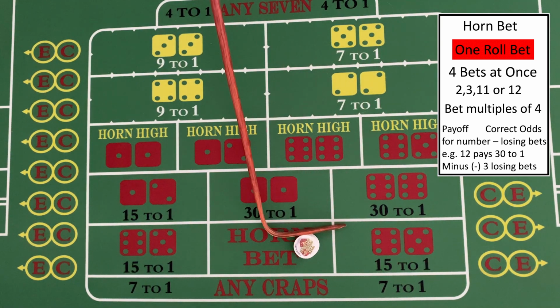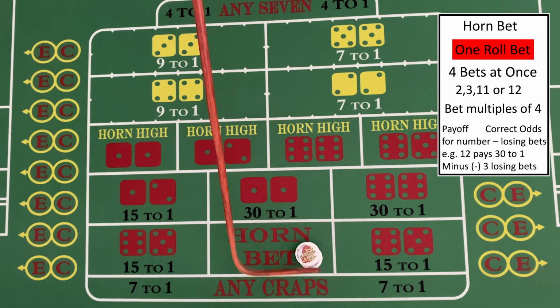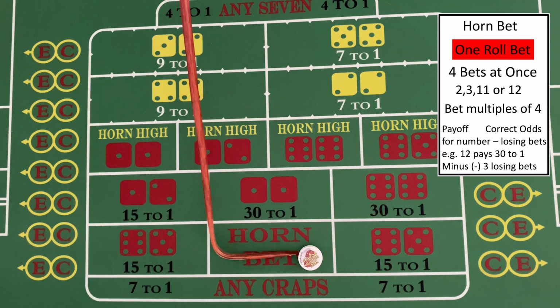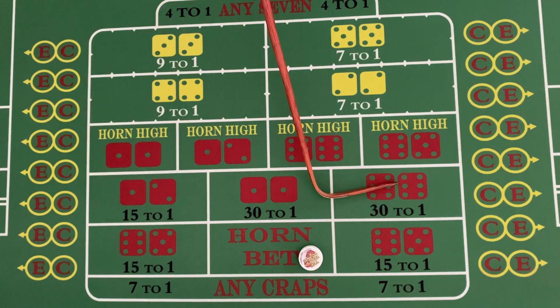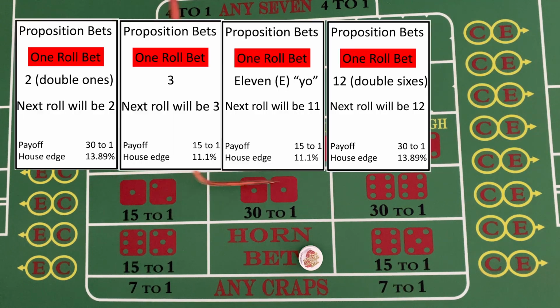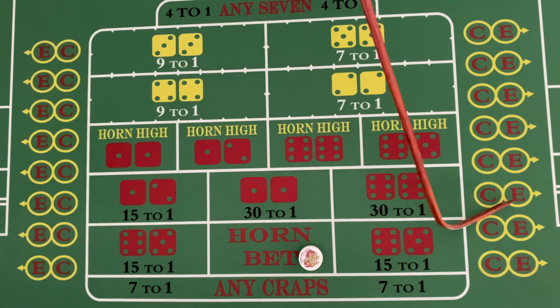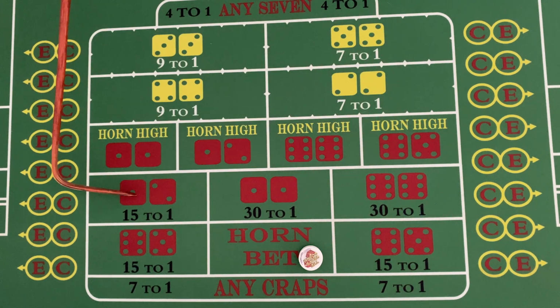The stickman would put it based upon your position on the table. And now you're actually covering for $4. You're covering the 2, the 3, the 11, and the 12. And so if any of those numbers show up, you are paid according to the odds for those particular numbers. 30 to 1 for the 2 and the 12, and then 15 to 1 for the 11, like I talked about as far as the E, and 15 to 1 for the ace deuce or the 3.